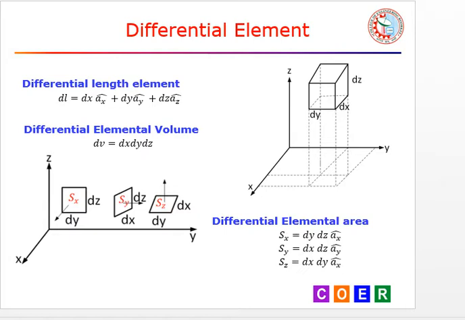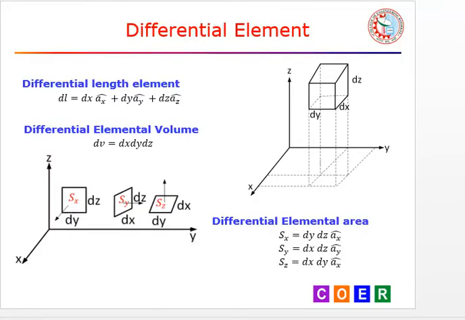Let us define differential surface areas. The differential surface element ds in a particular direction is ds equal to ds unit vector an. Here ds is the differential surface area of the element, and unit vector an is normal to the surface.